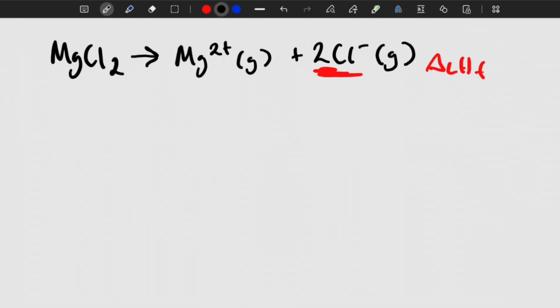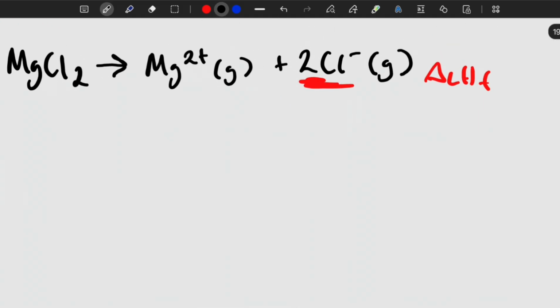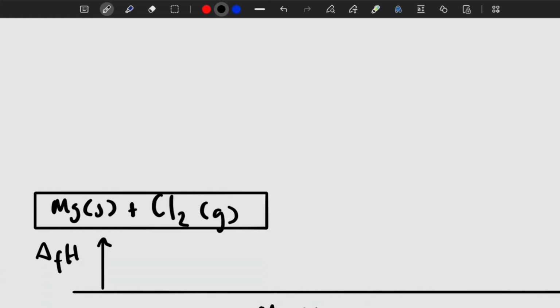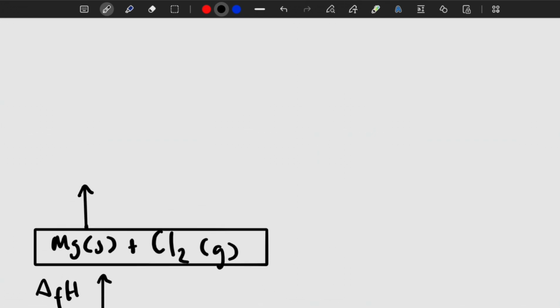Okay, so what is next? What do I need to do here? Okay, so I need magnesium 2 plus. So let's do the magnesium first because that's the easiest. So okay, magnesium is solid, but we need it in a gas. So what do we use? Enthalpy of atomization, because this forms 1 mole of gaseous atoms from its element. So there we go.